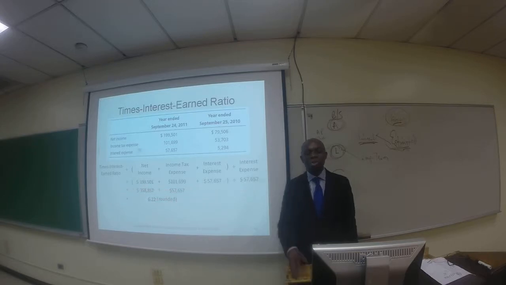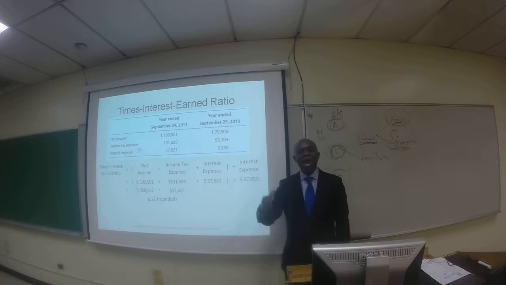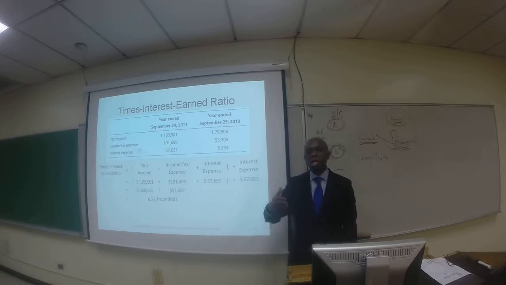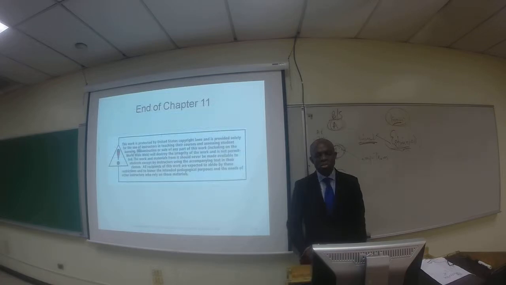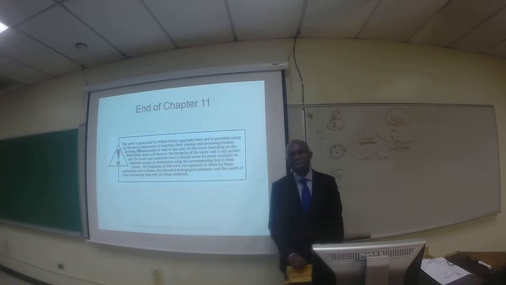Here we have 6.22. The higher this ratio, the better off, the more likely that the company will be able to meet its obligations. So that is the conclusion of chapter 11 presentation.